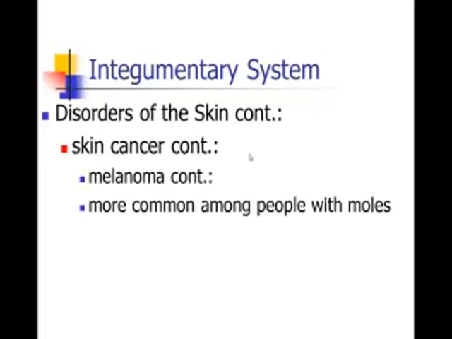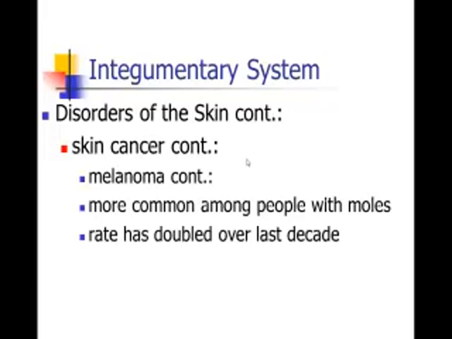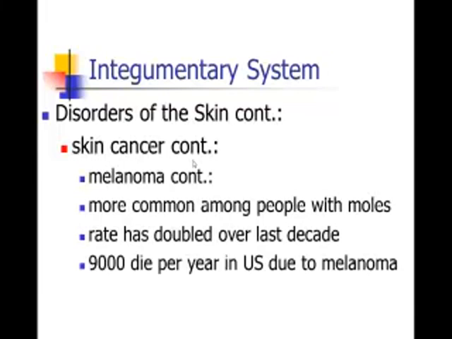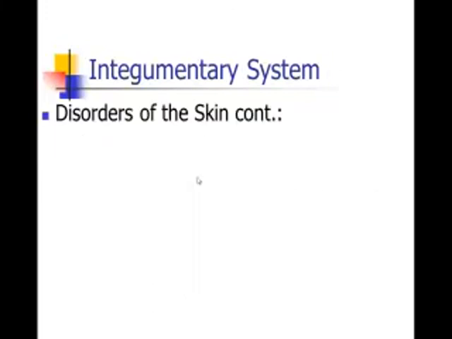Melanomas are more common with people who already have moles, and in the last 10 years the rate has doubled. Perhaps because of degradation of the ozone layer, that certainly hasn't helped. There are 9,000 people a year that die in the United States alone due to melanomas.